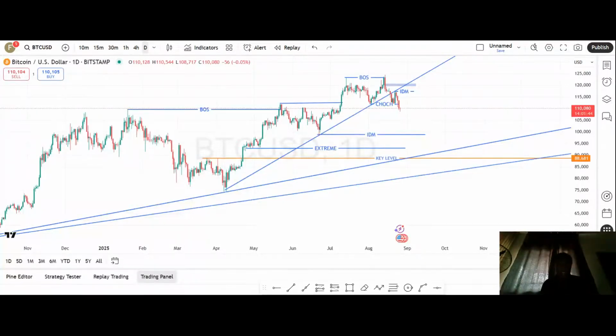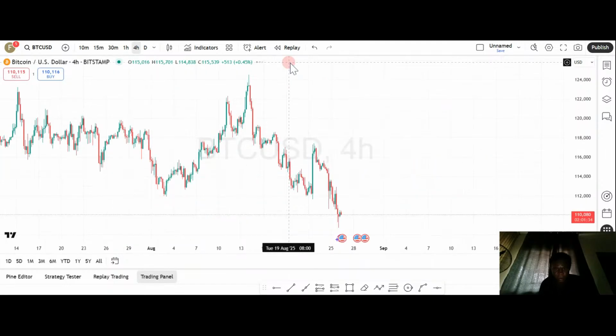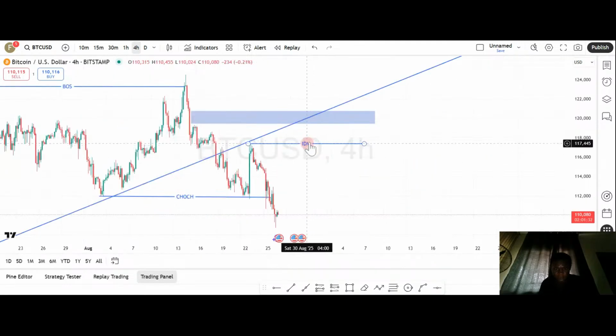So now BTC, where do I want to sell this BTC now? So this is the daily time frame. I want to sell it from here now, after the inducement has been taken out, so I'll go to 4 hours. So see my inducement, right? So I want to sell it from this fair value gap. I want to sell BTC right here.